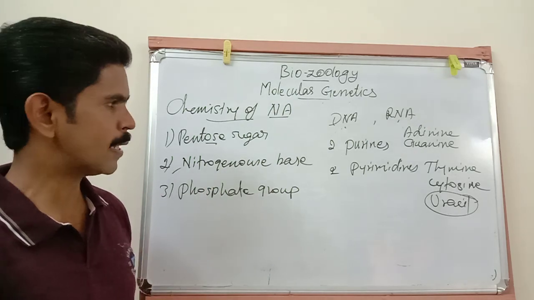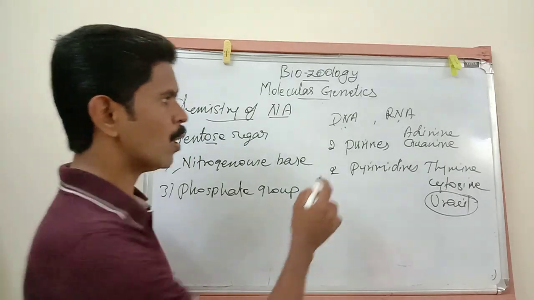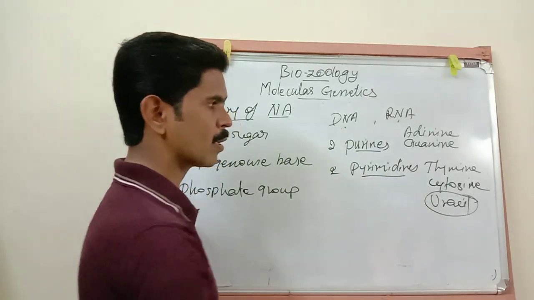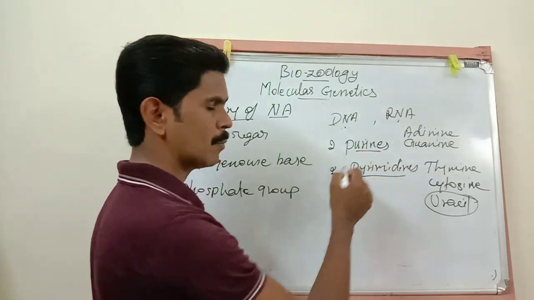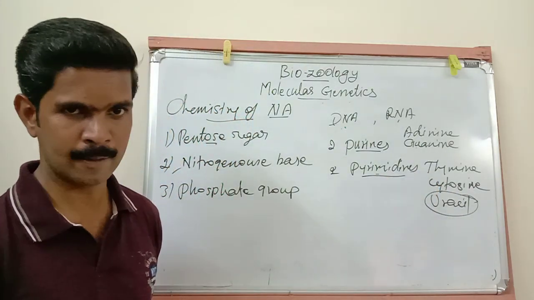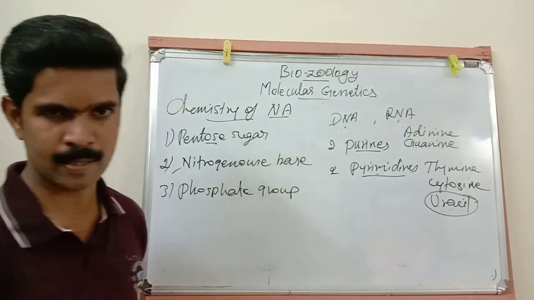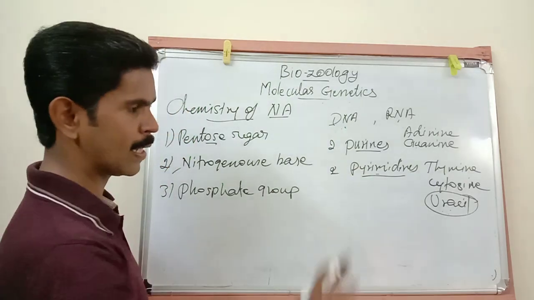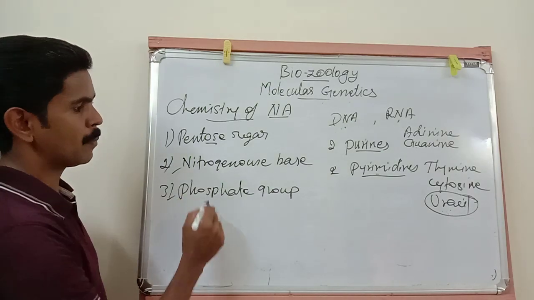In all the nucleic acids, four nitrogenous bases are there. Two are called purines and the next two are called pyrimidines. Adenine and guanine, these two are the purines. Then thymine and cytosine, these two are the pyrimidines. Then in RNA, instead of thymine, uracil is present. Understand? Then next, phosphate group.